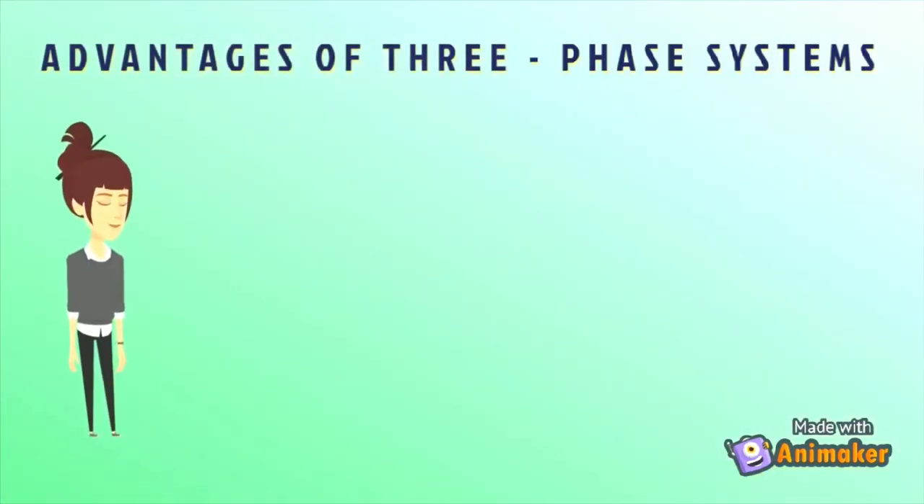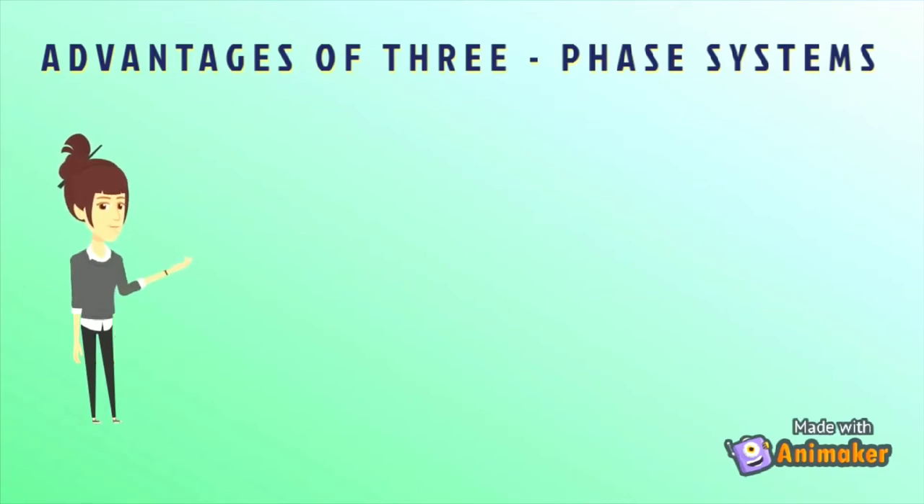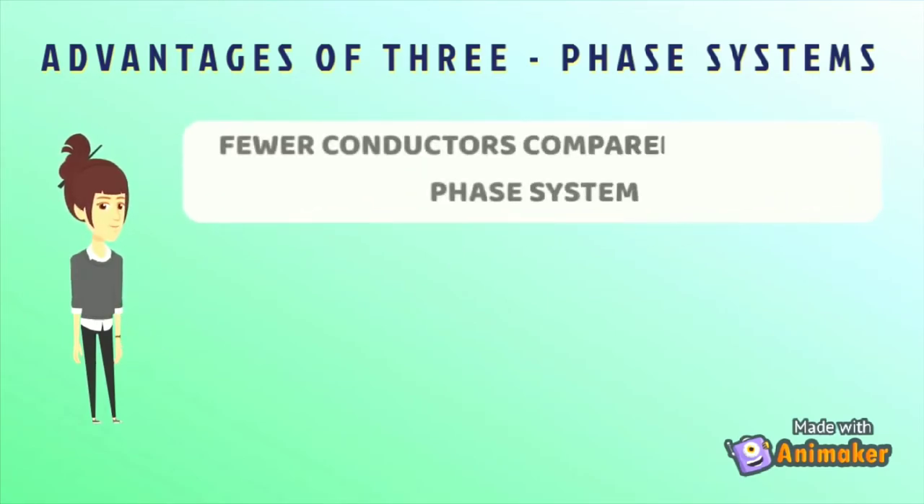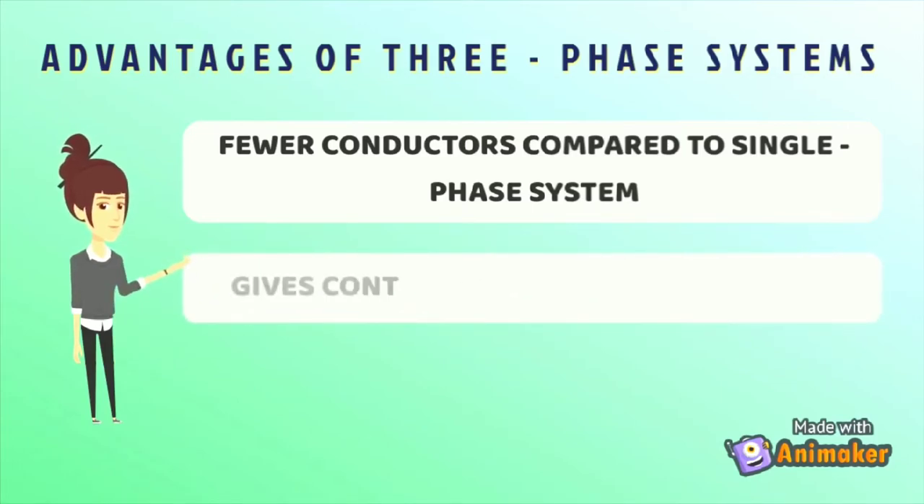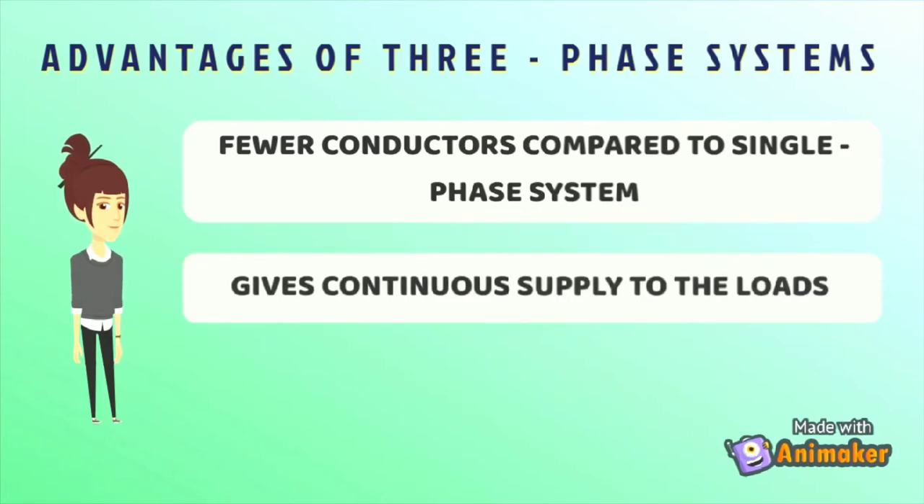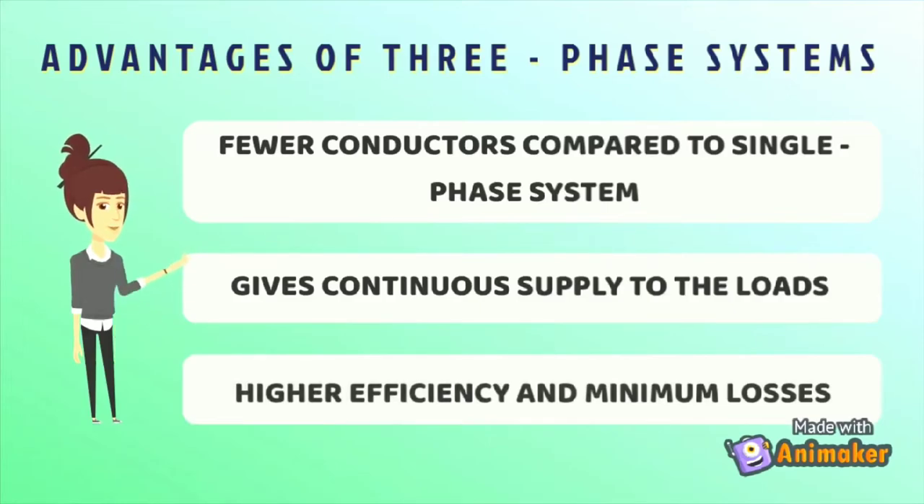So, with that much elaboration on three-phase power, it is best to also know the advantages of this power transmission system. First, the system requires fewer conductors compared to a single-phase system, which indicates cost efficiency while also increasing the efficiency of current supply. Next, the system is able to give continuous supply to the load, even if one of the wires of the phase system is disturbed. Lastly, the three-phase electrical power system has higher efficiency and minimum losses. Overall, this is how electricity flows from the power station to its user.